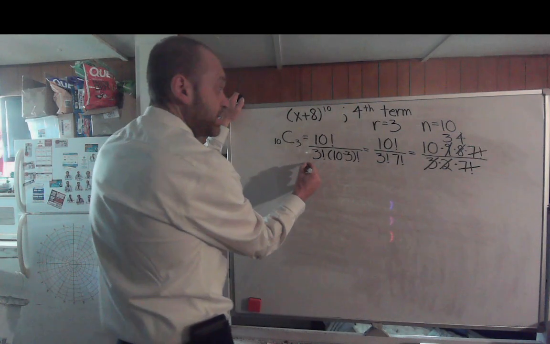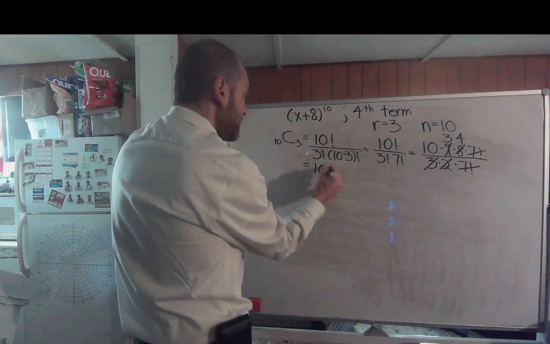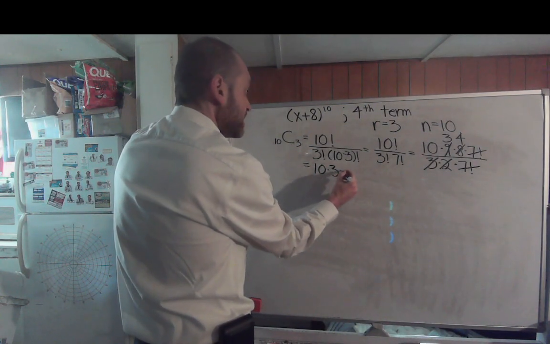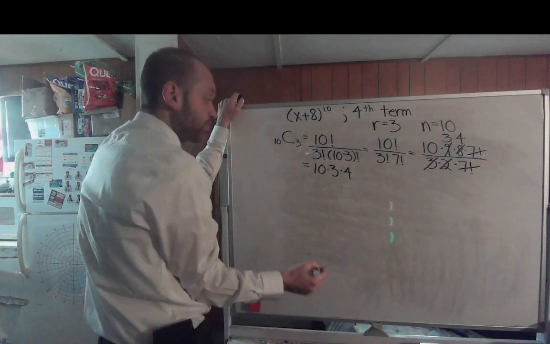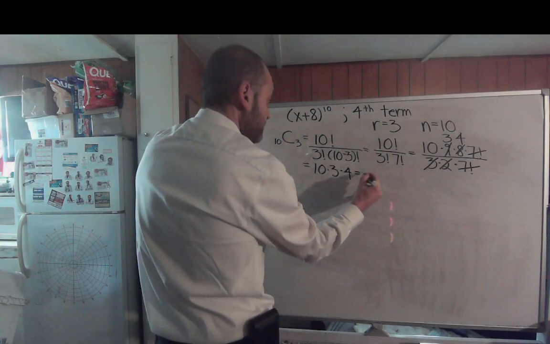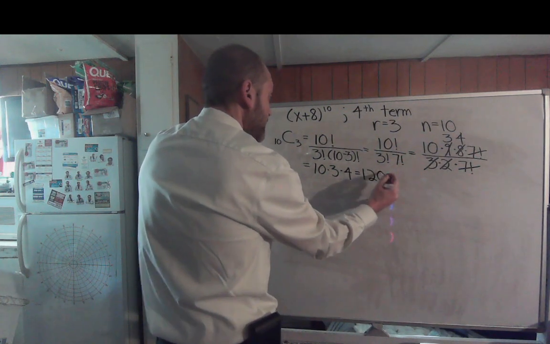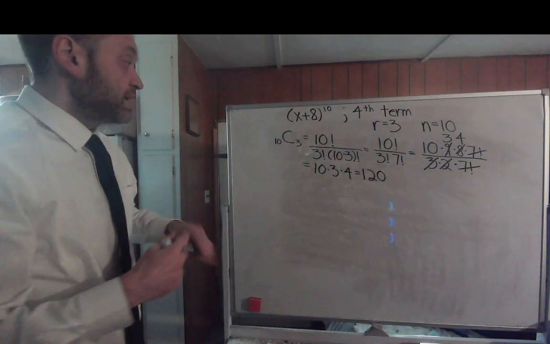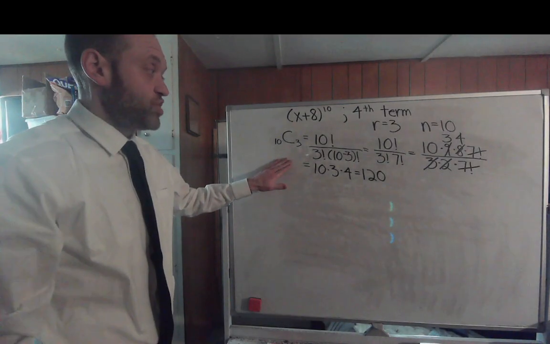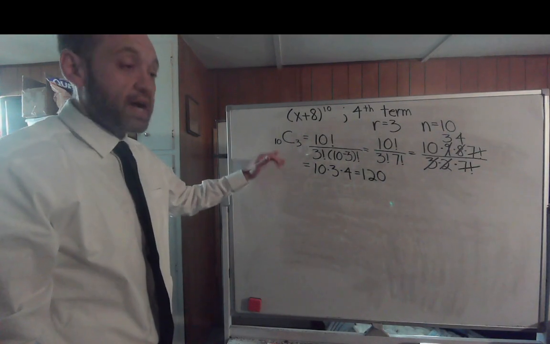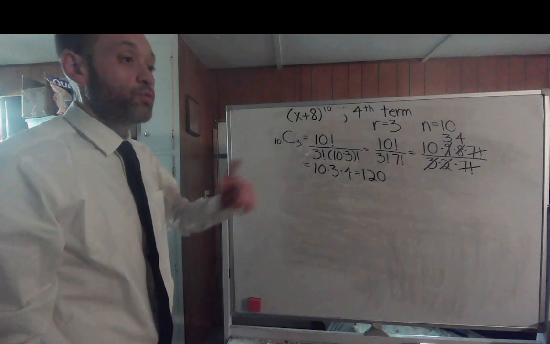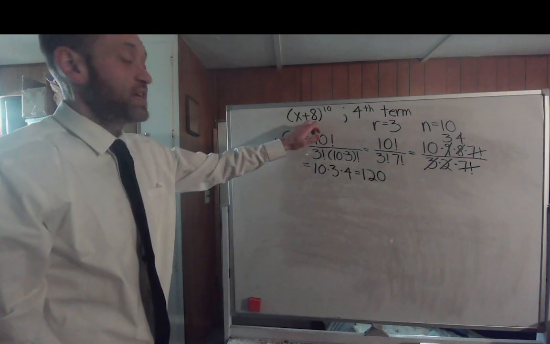So what you really are left with here is simply 10 times 3 times 4, which would give you 30 times 4, or 120. Now, that's only the initial coefficient. This isn't going to be the actual full coefficient. The reason being is because you have this 8.